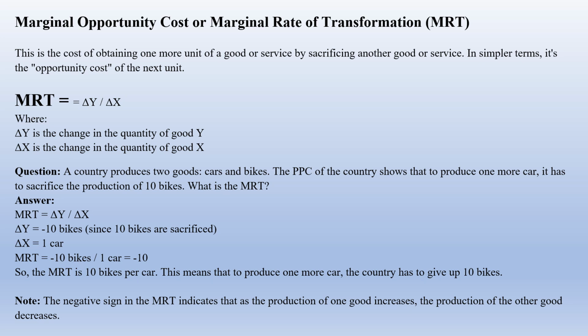MRT is 10 bikes per car. This means that to produce one more car, the country has to give up 10 bikes. That means they reduce the production of bikes for producing cars. The negative sign in the MRT indicates that when the production of one good increases, the production of the other good decreases. In this case, they give up the production of bikes for producing cars.